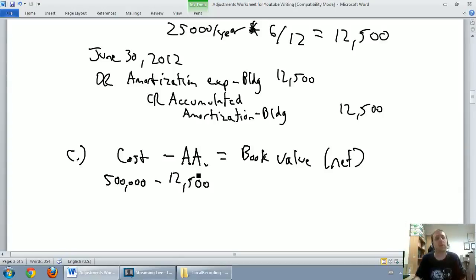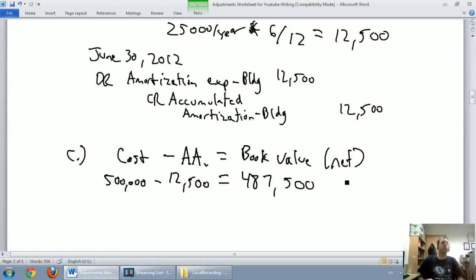The reason it's called a contra asset is because it's a credit account, but most assets are debits, right? Well, all assets are debits. So the fact is we always credit accumulated amortization, but we still put it with the assets. In other words, it's there with the assets, but it works against the assets. It's minus from the assets. So we call that account a contra asset because it works against the assets. Anyway, $500,000 our cost minus our accumulated amortization brings us to a book value of $487,500. Our building is worth $487,500 on paper.